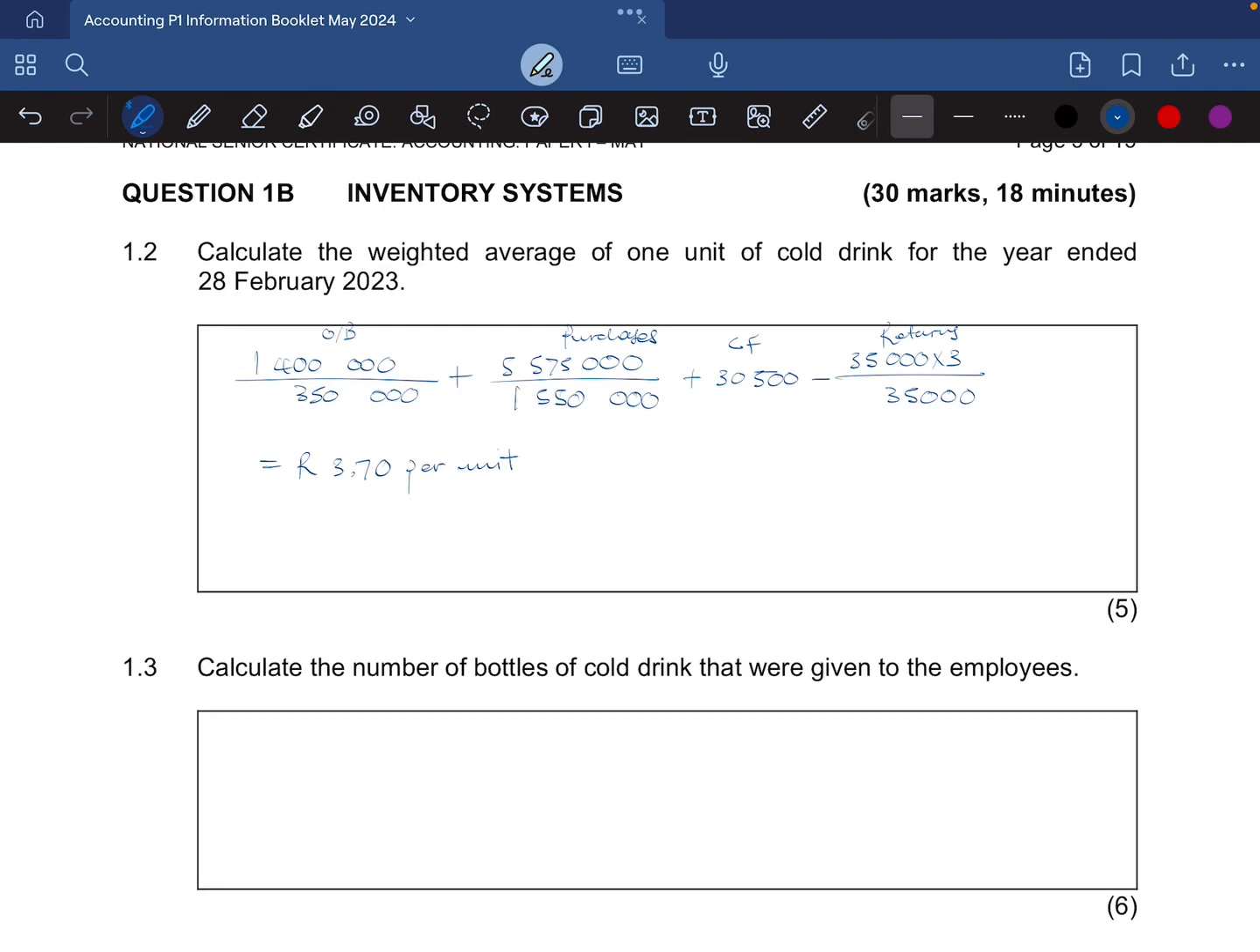But just before we move on to question 1.3, what's best when doing this calculation is to first add all these amounts together, and then divide by the amounts at the bottom, your denominators, because if you just simply do this calculation step by step, it would give you an incorrect amount. So I'd suggest that you take this amount and try adding it here with this, and then you continue with the rest of the calculation.